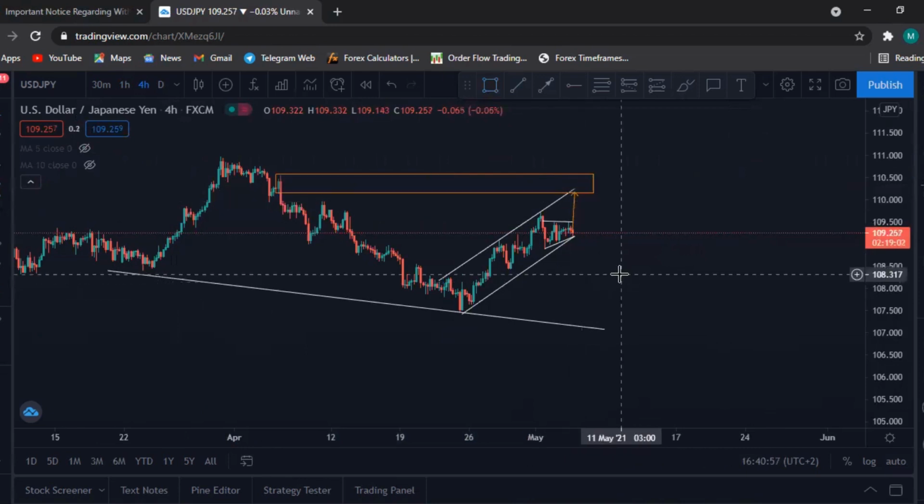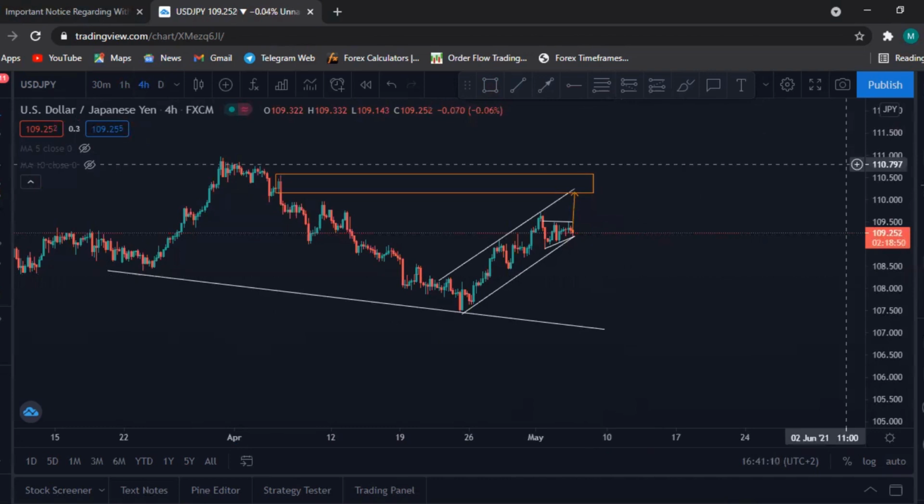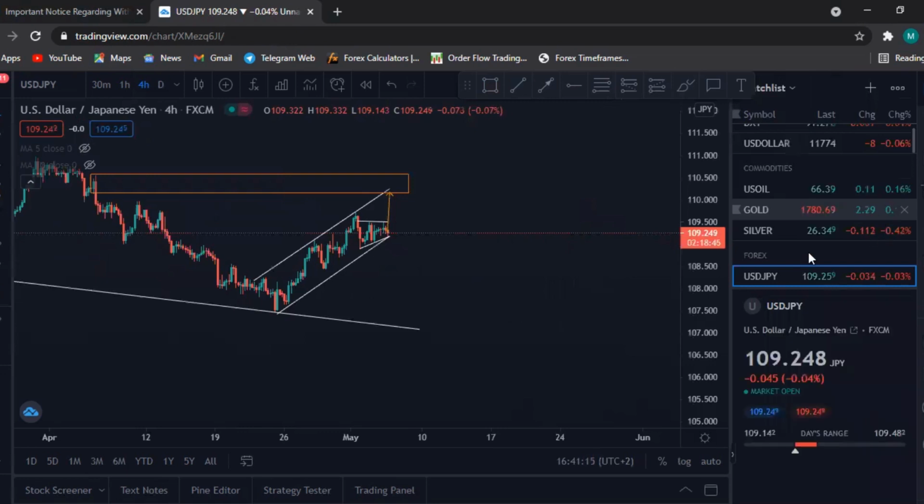Now remember, the US dollar index is also showing some bullish signs. Short term once again, but in the long term, we would expect the market to tank or move to the downside. With that said, let us move to the pound against the United States dollar.